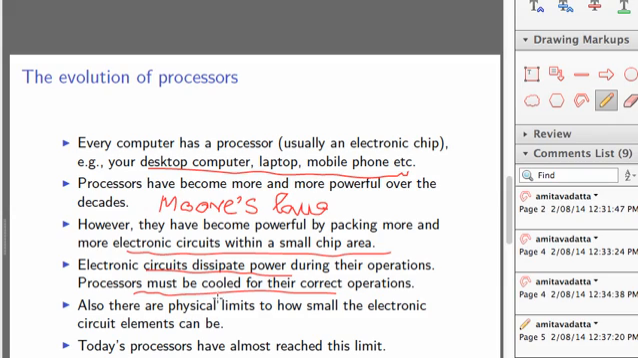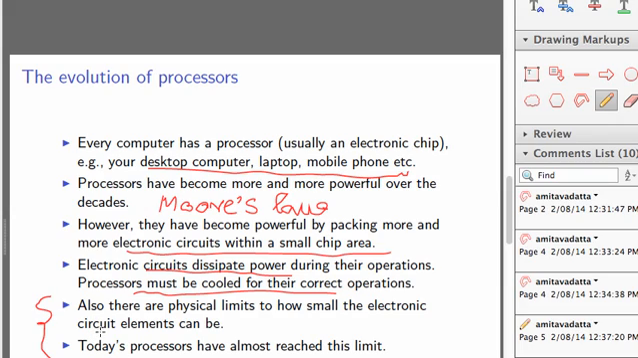However, there are limits to cooling, as you might have noticed that every processor today comes with its own fan. But there is a limit or threshold beyond which it can't be cooled effectively if you pack more and more circuit elements. And there is another problem: today's computers or circuit elements are so small that they are almost reaching the physical limits.